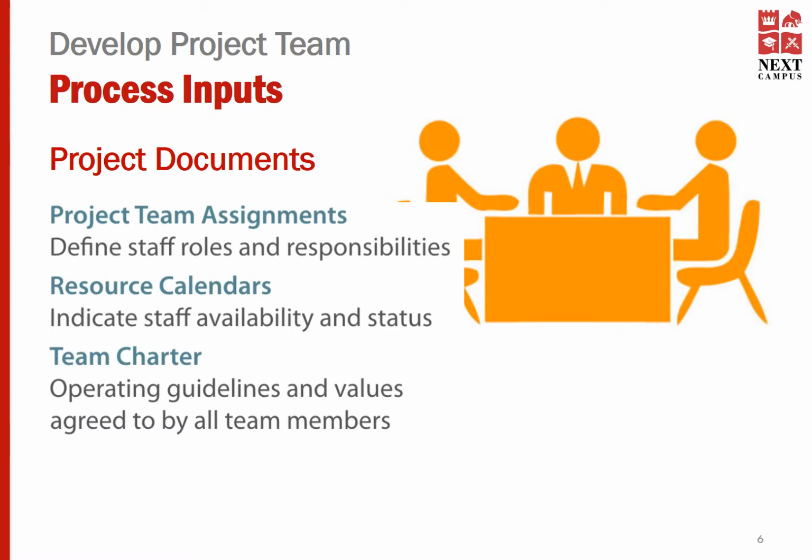Another document that needs to be updated is the resource calendars. Obviously, the activities and the resource allocations will be shown there. If you do have any changes in terms of the resources, the resource calendars should be updated. Team charter: operating guidelines and values agreed to by all team members. The team charter will help you to drive the right decisions and right behaviors when you develop the project team.